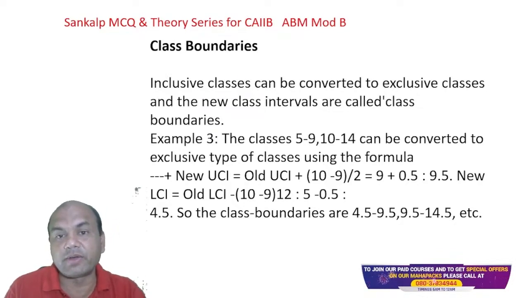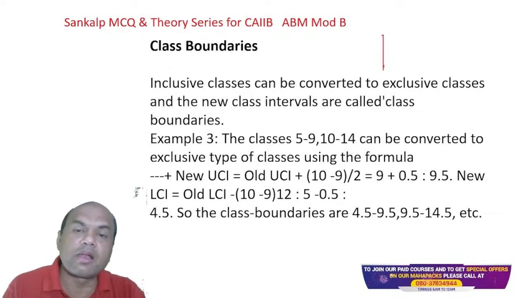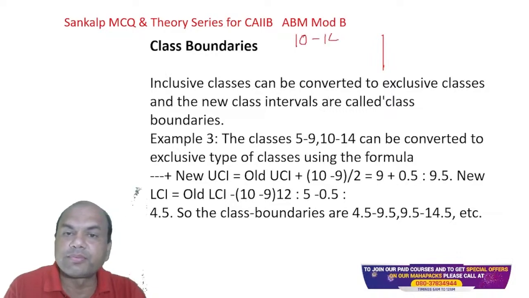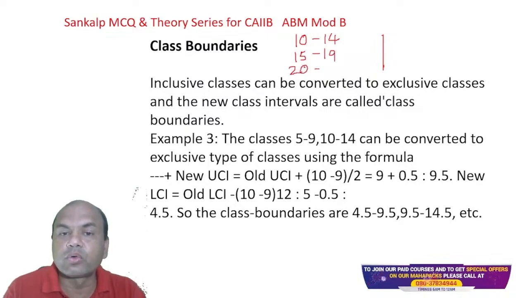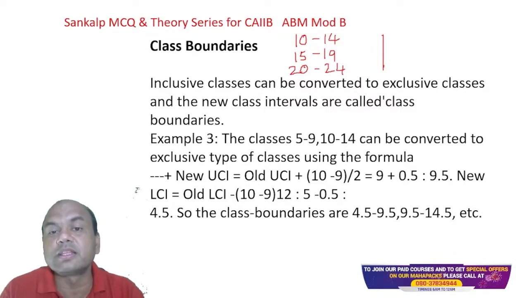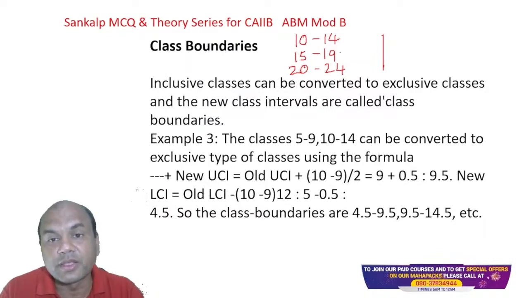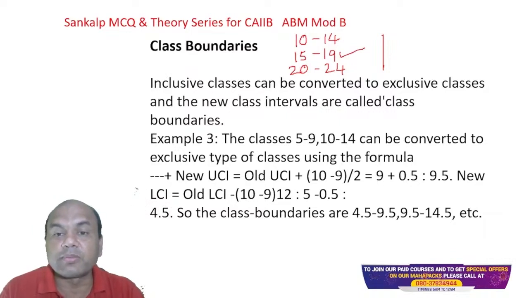Let's say I divide it like this, let's keep it simple: 10 to 14, 15 to 19, 20 to 24. Look at this, both are inclusive over here. 10 is also included, 14 is also included. Suppose I get 10, I will place it in this group. If I get 14, I place it in this group. If I get 17, I place it in this group. If I get 19, I place it in the second group. If I get 24, I place it in the third group.